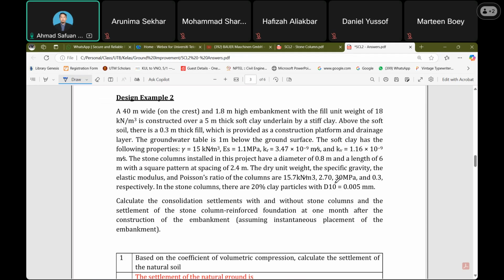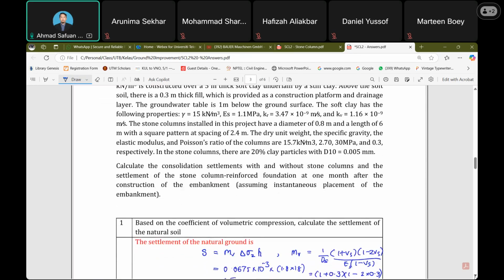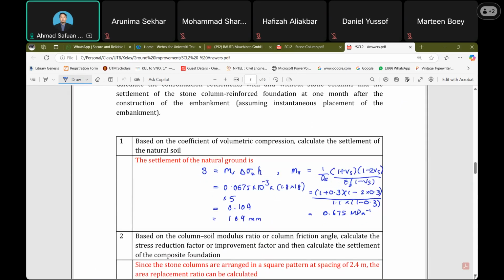Calculate the consolidation settlement with and without column, and the settlement of the stone column reinforced condition at 1 month after the construction of the embankment. Assume zero instantaneous placement of the embankment. Based on the coefficient of volume compressibility, calculate the settlement of natural soil. The equation we use here is S equals mv times delta sigma z times H.